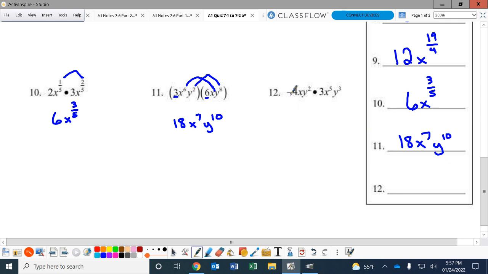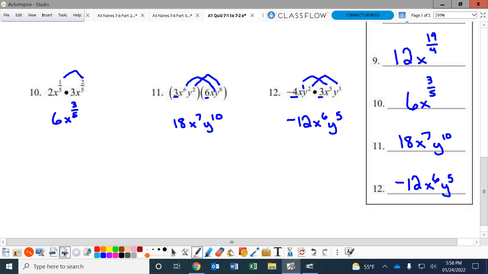For the numbers over here, -4 and 3, multiply to give you -12. The x's, this is going to have an exponent of 1 and 5. That's going to be a total of 6 when you add those exponents. For the y's, when you add their exponents, 2 and 3 add up to a total of y to the 5th. So it's going to be -12, x to the 6th, y to the 5th.